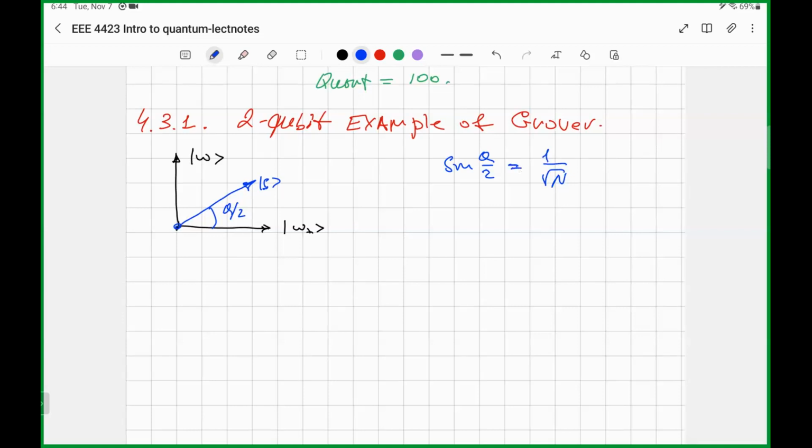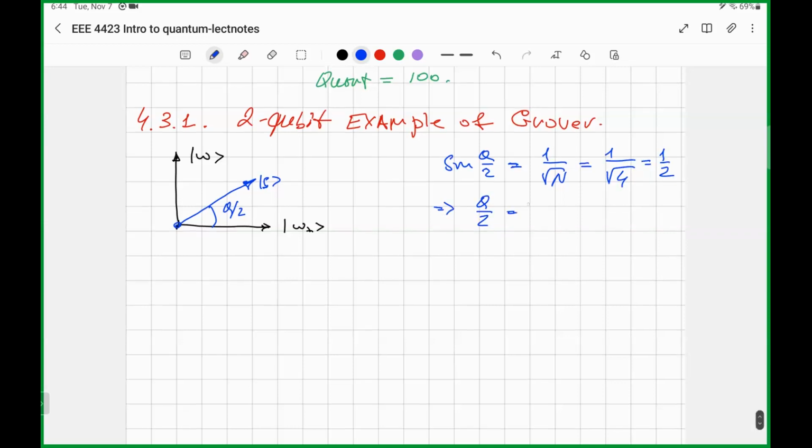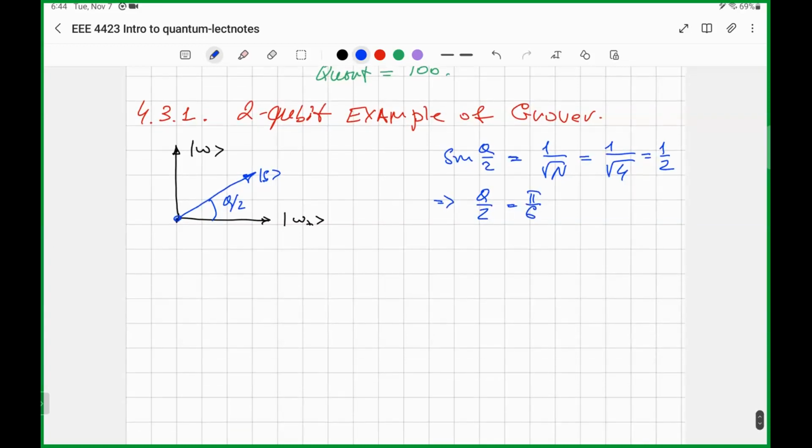This result holds for any n, so no need for very large n. So it holds for our 2 qubits example. In this case, over 2 qubits, it's going to be 1 over square root of 4, which is 1/2. And it means that this angle, theta over 2, is equal to what? Pi over 6, right? Because sine pi over 6 is equal to 1/2.